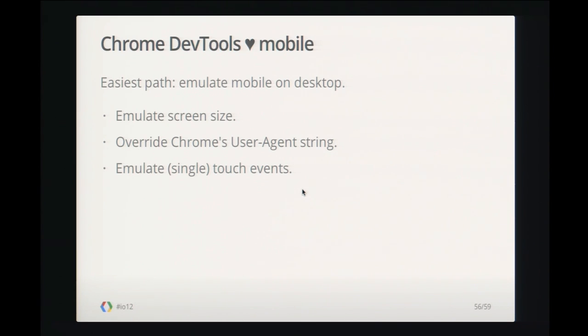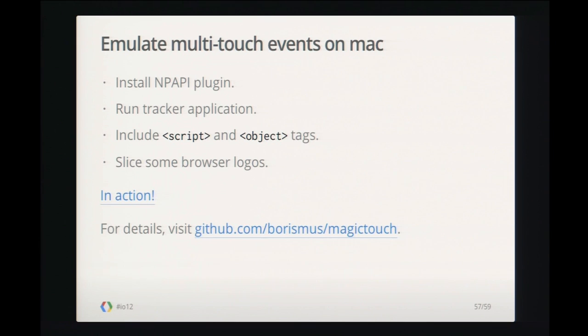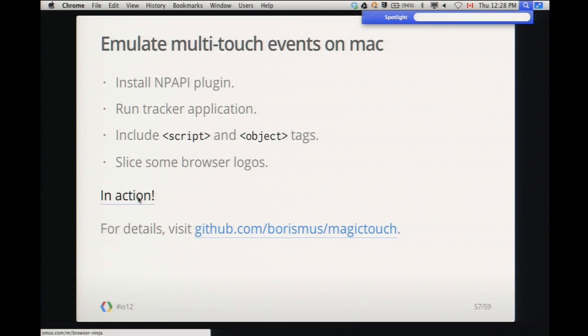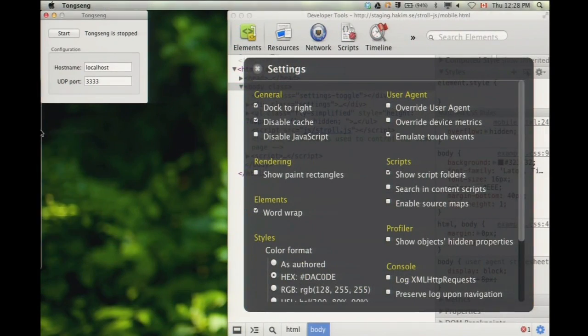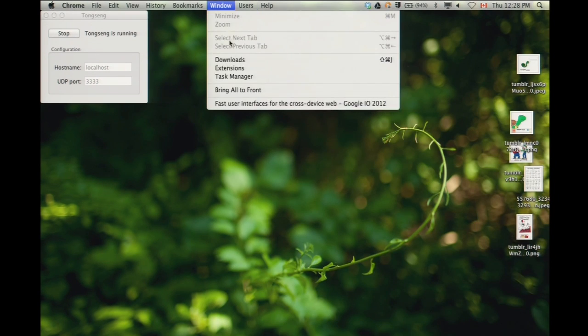So that's some Chrome DevTools features. You can also emulate multi-touch events on the Mac. And this is a fun little project that I worked on. It requires a bit of setup, but once you've got it set up, you can essentially do multi-touch prototyping on any Mac with a Magic Trackpad.